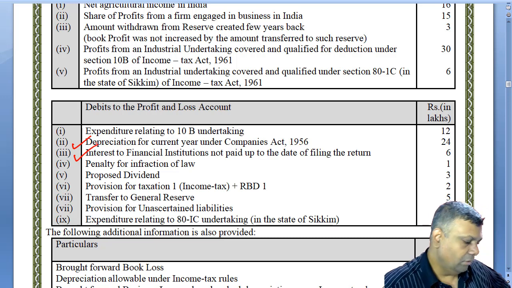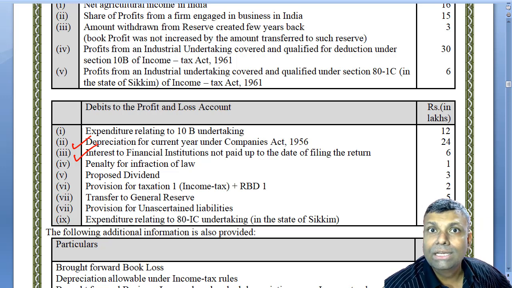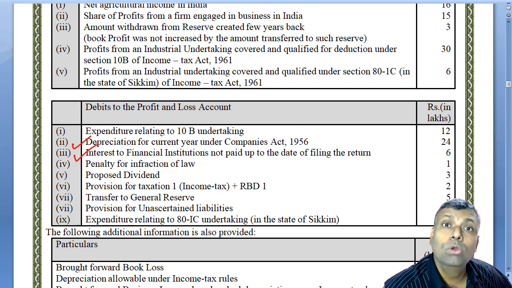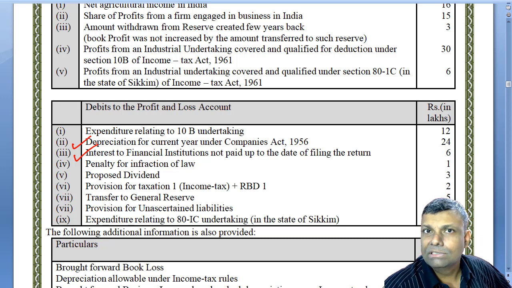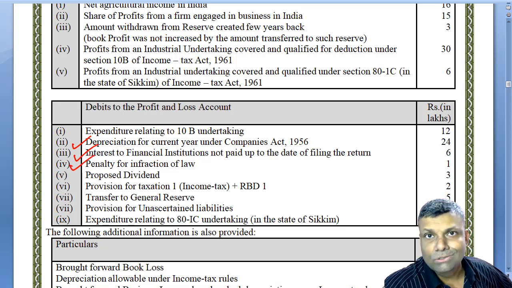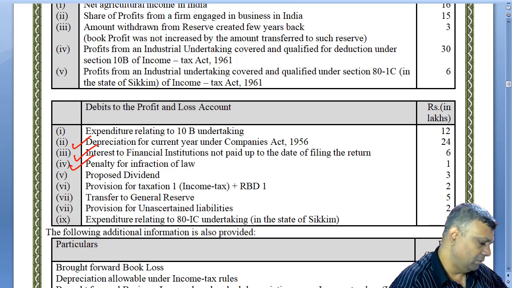This is done. Interest to financial institutions not paid up to the date of the filing of return. That means it is accrued in the books of accounts, but you haven't paid it. Now, this information is more important with respect to computation of total income, section 43B disallowance, if any, because certain deductions are available only on a payment basis. But in the books of accounts, all these things are not there. So books of accounts is indifferent. It's a proper accrual. That means the accounting system is done properly. Penalty for the infraction of law. That is also an adjustment with respect to the total income. In the book profits, in the book calculation, all these expenditures get debited. So there's nothing wrong with respect to that.